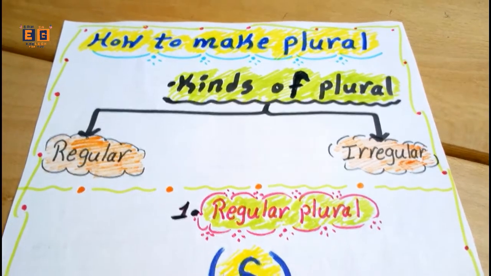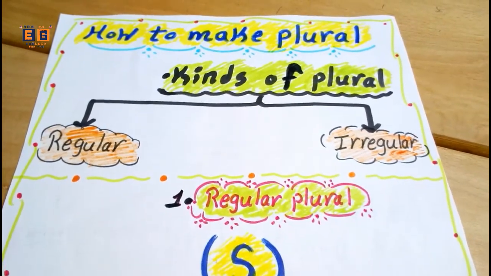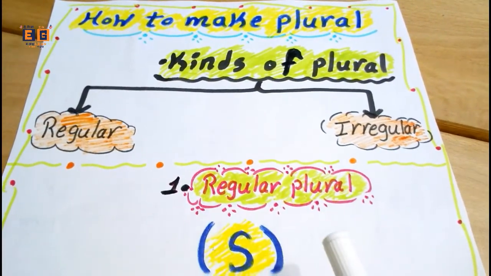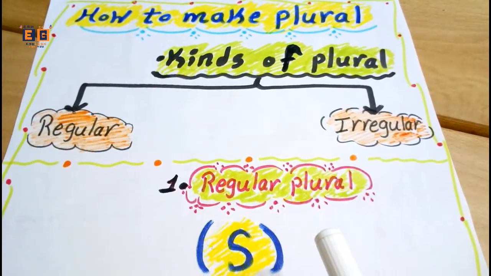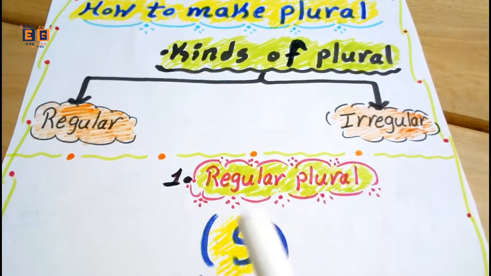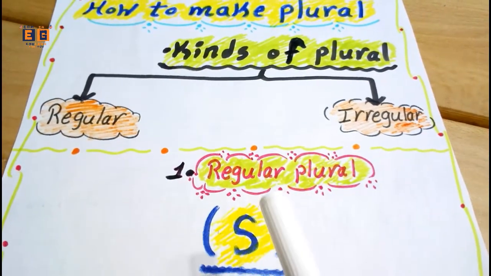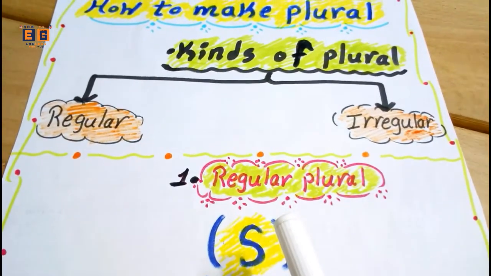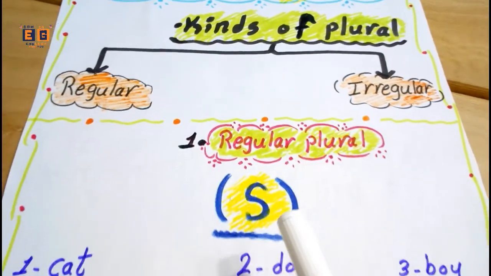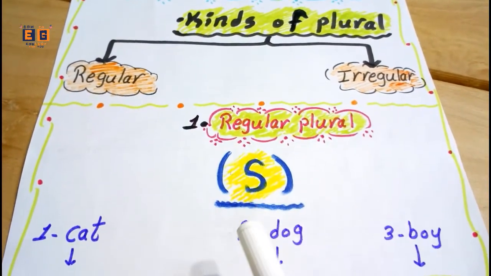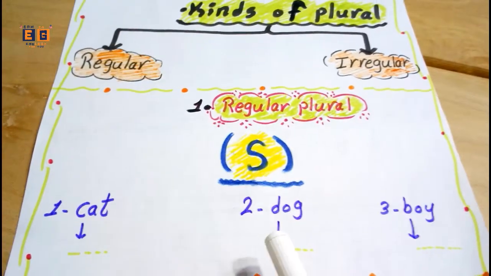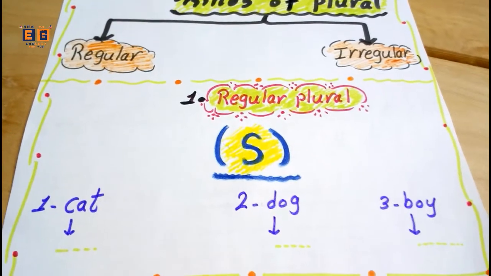How to make plural. There are two kinds of plural, regular and irregular. In this paragraph, I'm gonna show you how to make a singular noun into a plural one in a regular way. In a regular way, it's very simple to make a plural noun. Just put s at the end of any singular word. We have three words like cat, dog, and boy.